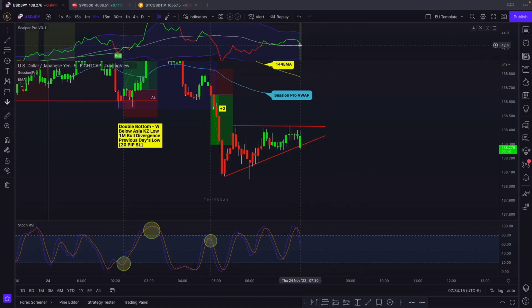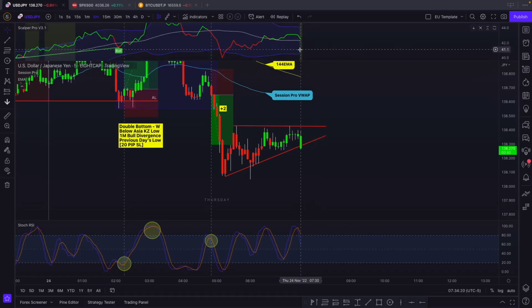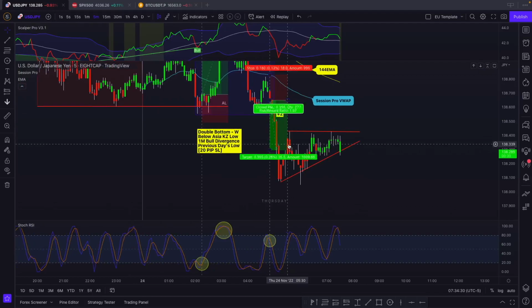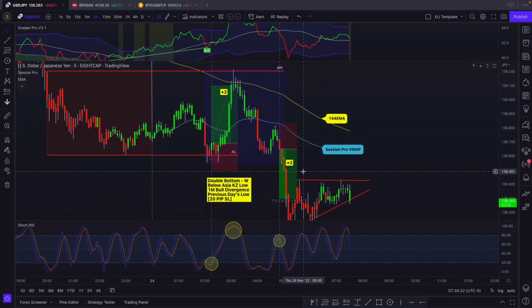And right now we are very close to turning bearish on this Scalper Pro. We also got a squeeze confirmation right here. Consolidation. We have a bearish stochastic RSI crossing over. We will see what we get during the New York kill zone, because I'm not trading outside of these ranges. Very simple trade setup today on USD JPY.